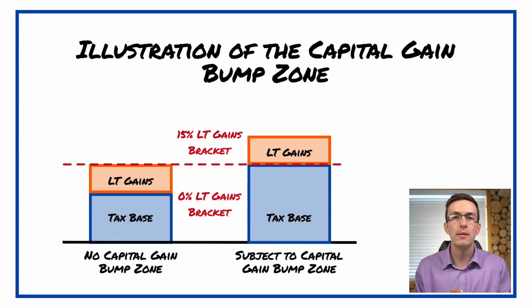The capital gain bump zone is basically when you go from being in the 0% bracket for your long-term capital gains, but then you show additional income, let's say in the form of RMDs, and those RMDs fill in the middle part of that tax base and push your long-term capital gains to be taxed at 15%.